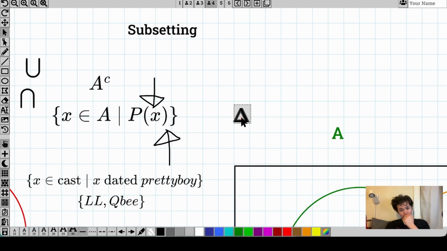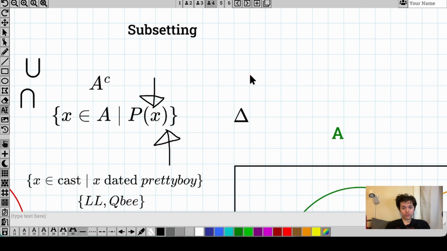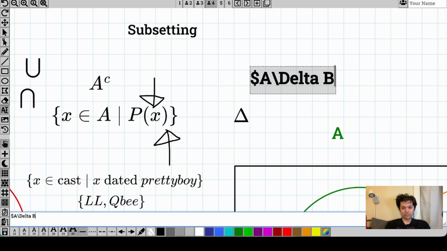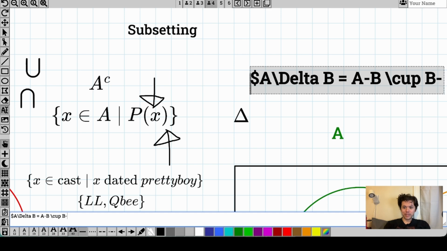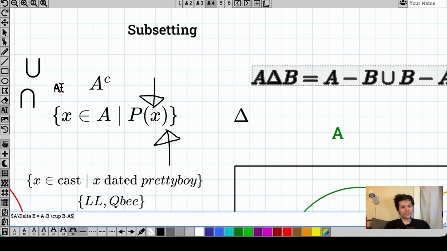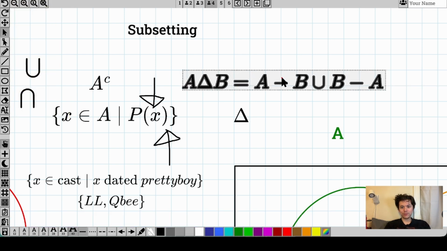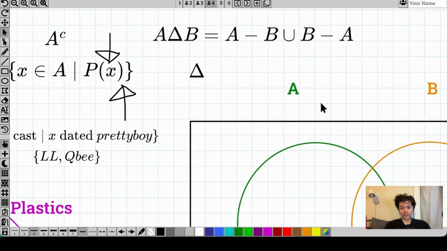Now this is an odd one. You can define symmetric difference like this. A Δ B is equal to A minus B union B minus A. So you can see how it's kind of a symmetric difference. You have these two differences and then you take their union.